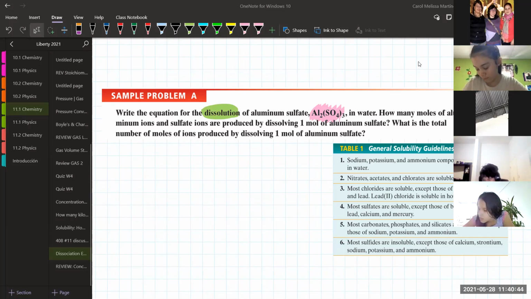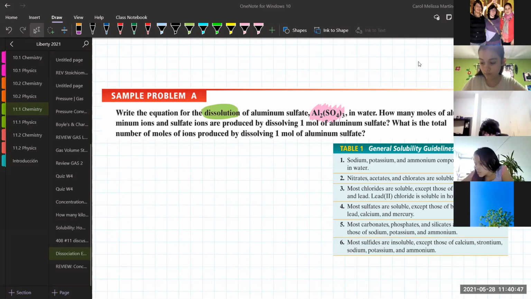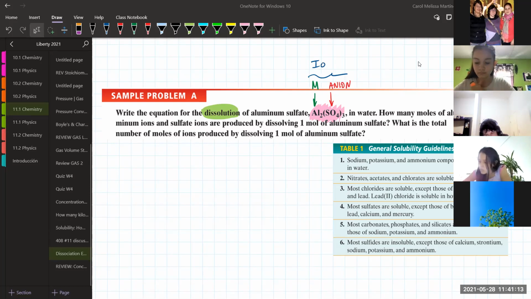Aluminum sulfate, the composition of it, as you know, you have here, aluminum is a metal, and sulfate is a polyatomic anion, okay? In the end, these two tell you that you have an ionic compound, okay? So, when you are dissolving an ionic compound, dissociation occurs. Okay, so when you have ionic, remember this, dissociation occurs. Now, what is dissociation?